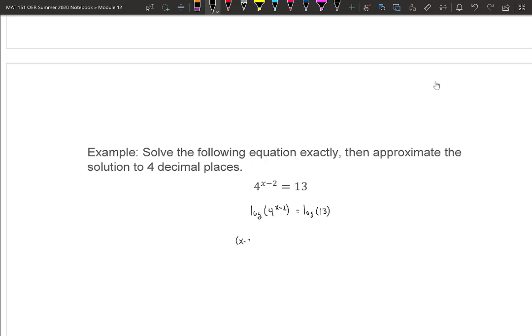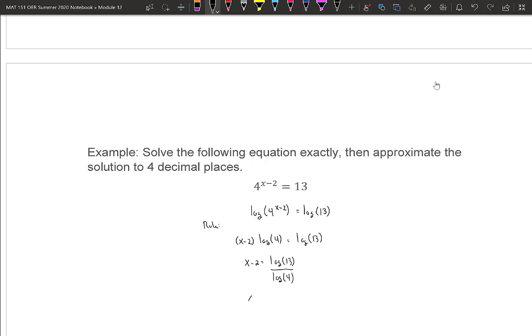I'm going to use my rule here. So here, that rule, to state that the x minus 2 comes down and I just have the log of 4. Now again, it doesn't look nicer, but what you can do is work with this. I'm going to divide that log of 4, that's just some number, right? So on the right side, I have log of 13 divided by log of 4.